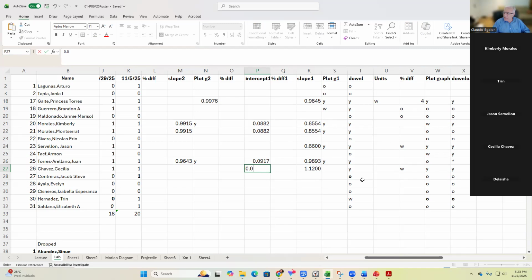I don't understand. 0.105. Now there's something wrong here. The intercept. That's the number that you're getting for the intercept, right? 0.105, right? Yeah. No, there's something wrong here.